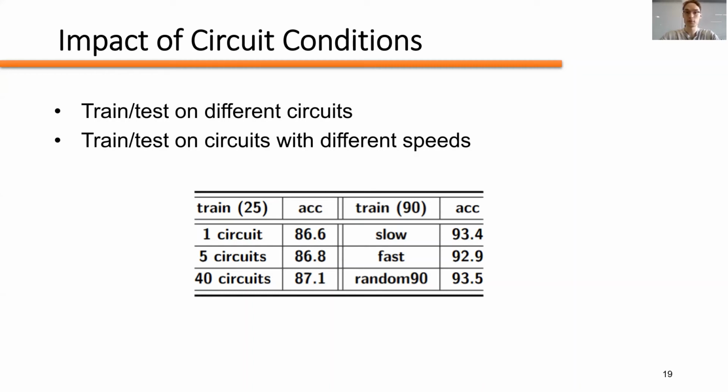Then we separate circuits by their speed. Samples that completed in the top 25th percentile were labeled as fast, whereas samples within the lower 25th percentile are labeled as slow. We then trained on one set and then tested on the other. In both of these experiments, we found that the model does not perform significantly differently, indicating that the effect of the circuit characteristics on the traffic fingerprintability is minimal.